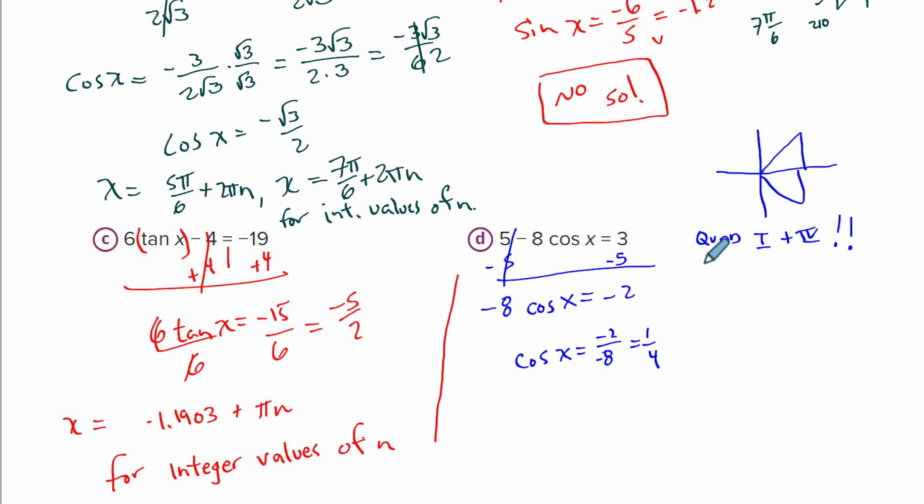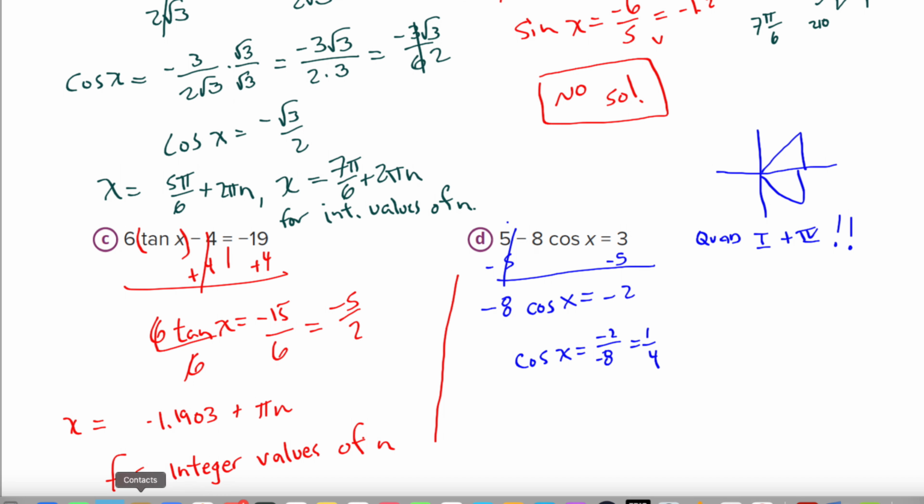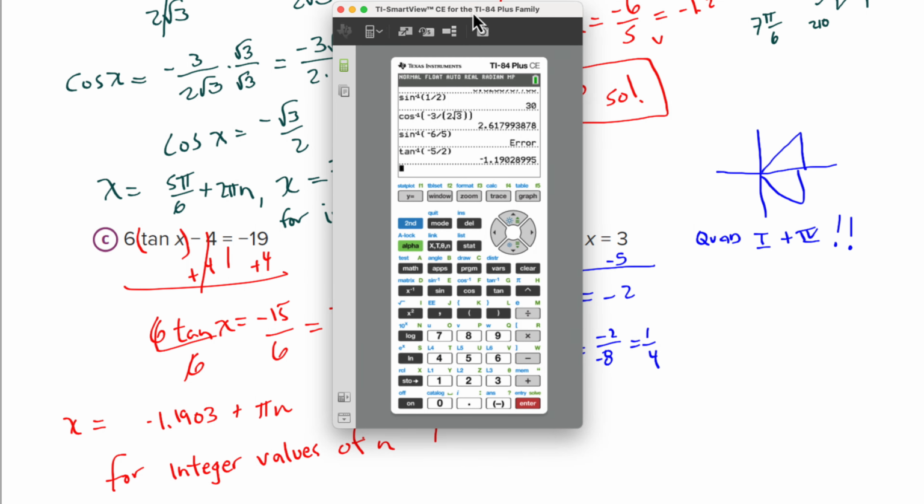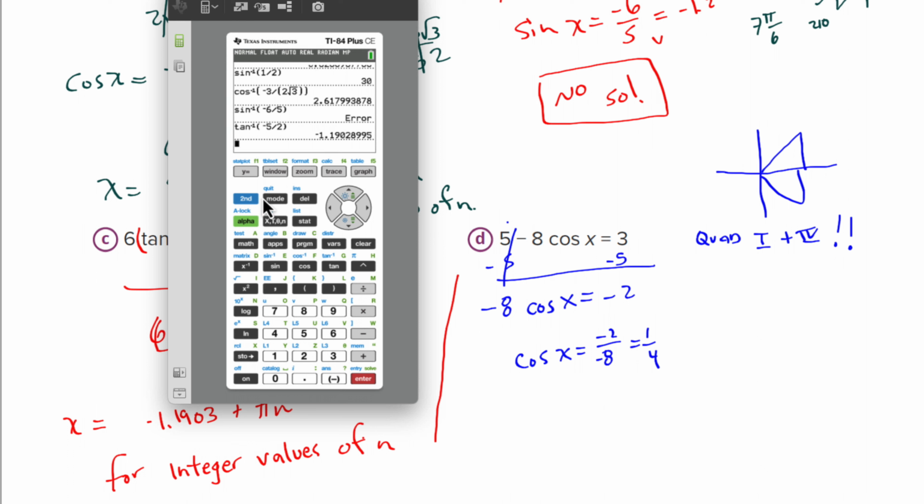I figured this is probably where we might get a little confused. So the cosine of x, hopefully you got down to 1/4. Negative 2 divided by negative 8. Let's throw this in the calculator. All right, so we're in radians, remember. So it's not degrees. So the inverse cosine of negative 2 over negative 8. I could have used 1/4 too. That's okay. Either one. Your calculator doesn't mind. And I get 1.31. Okay, so that's how many radians, right?